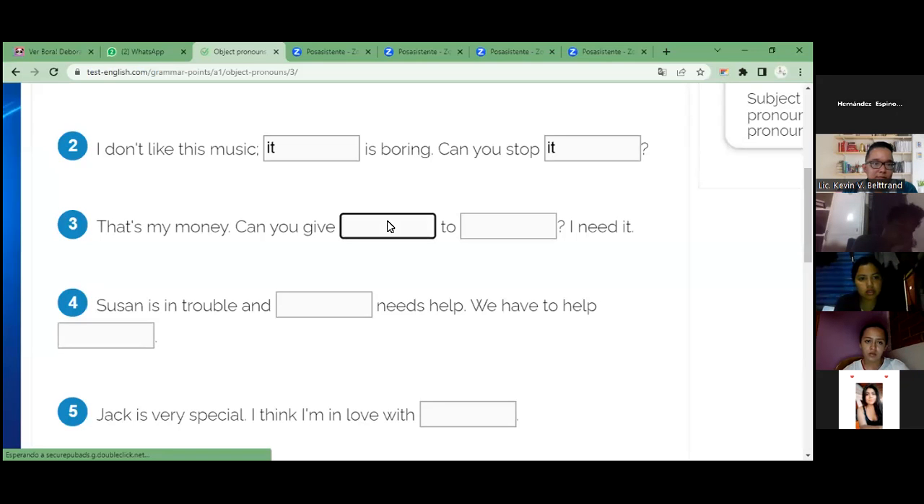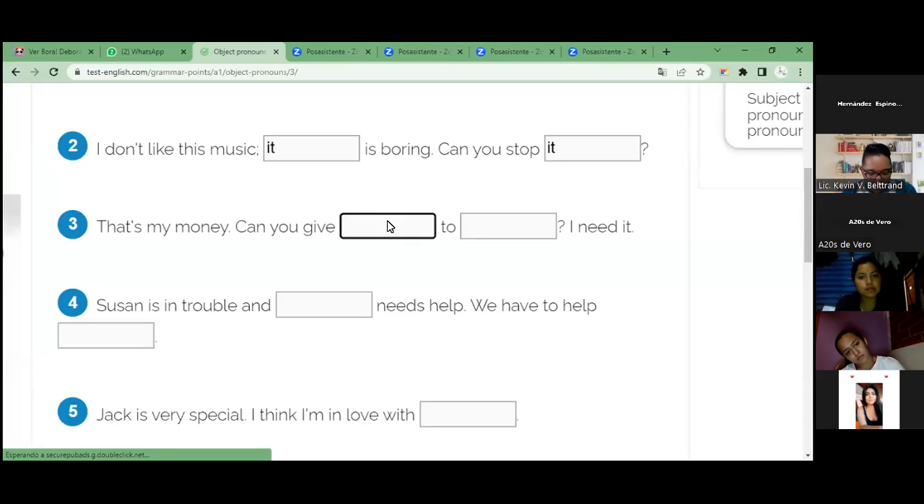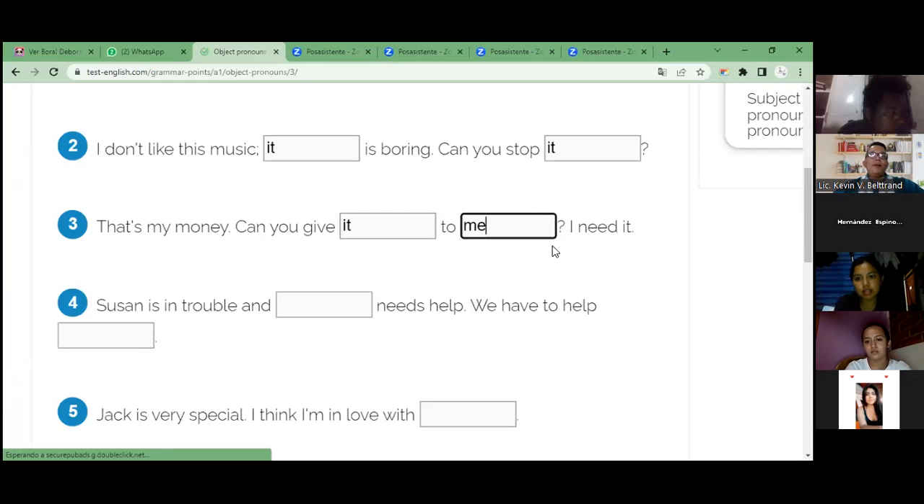Porque en la segunda es como un pronoun. Lleva sujeto y un pronoun. Entonces sería ahí. It. Sí. That's my money. Can you give it to me? Excellent, very good. Can you give it to me?